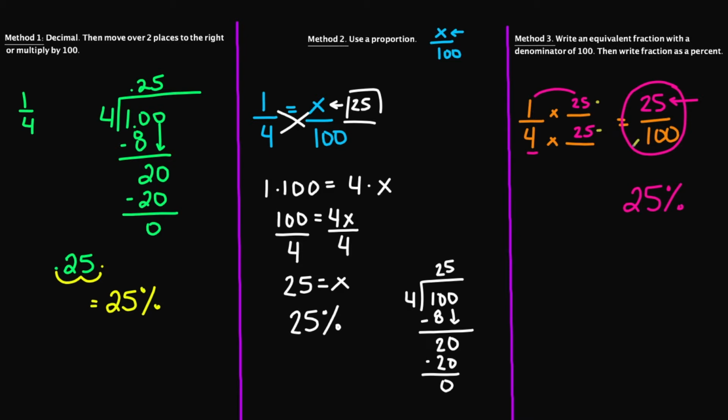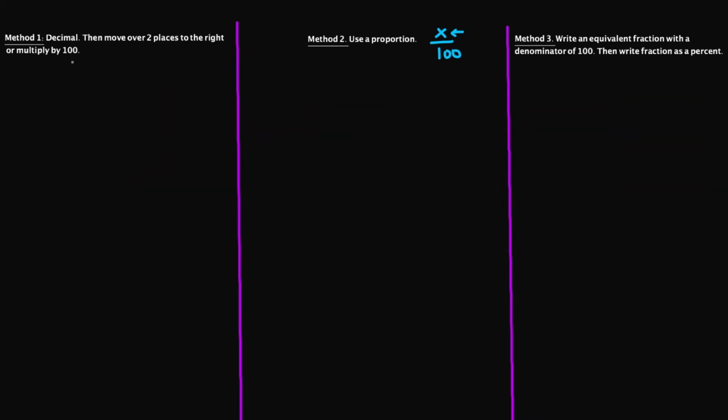You can divide 100 divided by 4. That's going to give you the 25 as well. So let's try the fraction 3/8. I have my 8 on the outside and my 3 is on the inside.